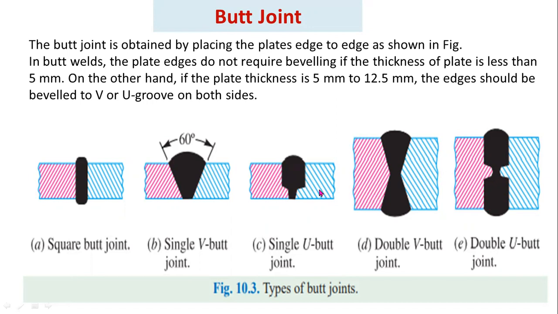These are some example diagrams for butt joints. This one is a square butt joint. This one is a single V butt joint, and this one is a single U butt joint. This one is a double V butt joint, and this one is a double U butt joint.